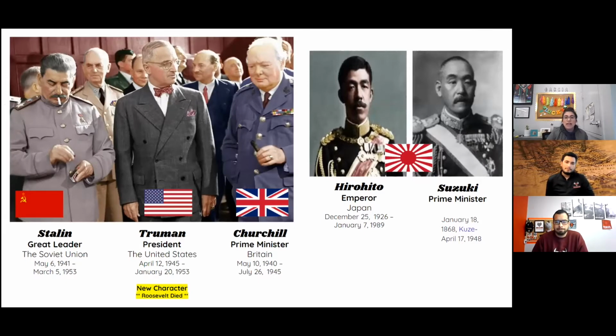Now, we also have a new player here in the middle of that picture. You'll notice that it is President Truman of the United States. Unfortunately, our previous president, Roosevelt, died. So Truman takes over. We also have Winston Churchill, the Prime Minister of Britain. And then we also just want to readdress who our key players are in Japan. We have Hirohito, the Emperor of Japan, and we have Suzuki, the Prime Minister of Japan.